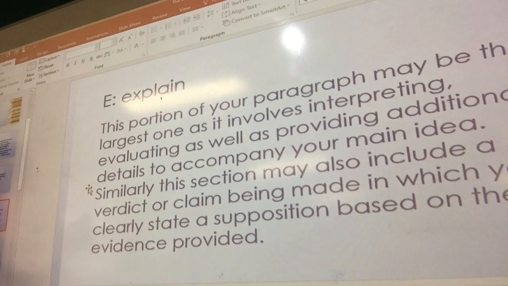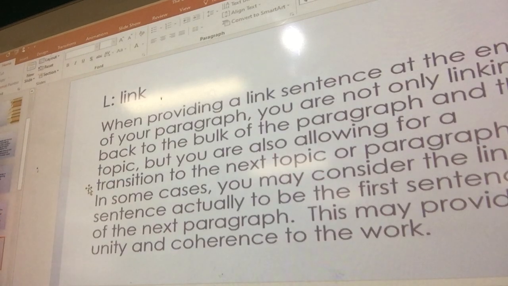That fireplace noise is still going. Okay, everybody done with the evidence part? You got your notes?